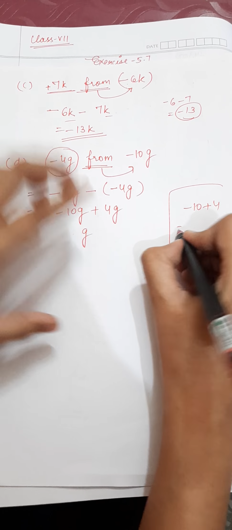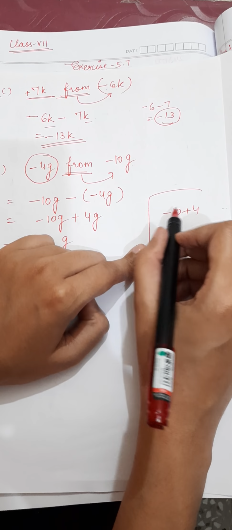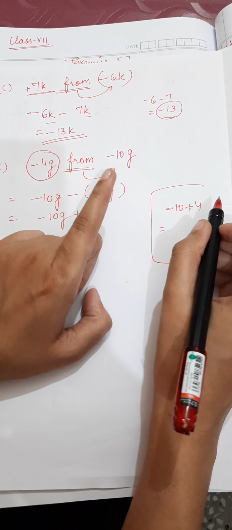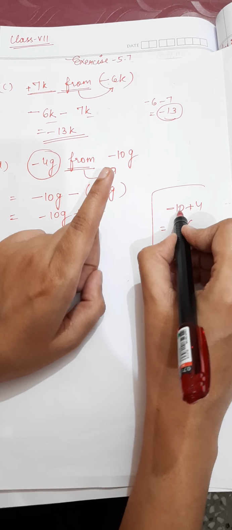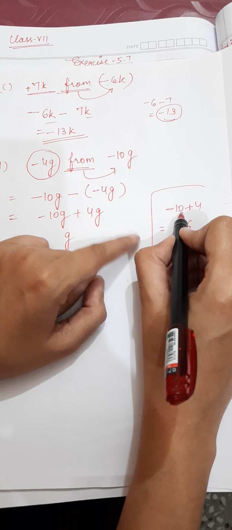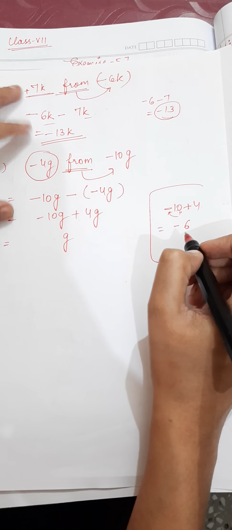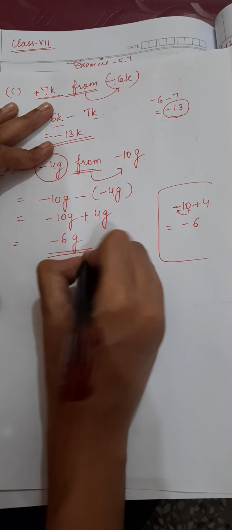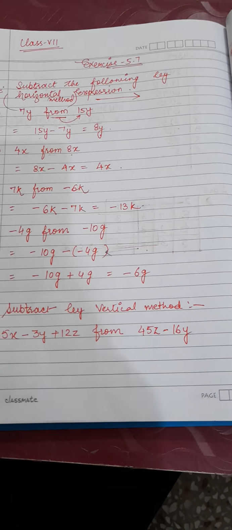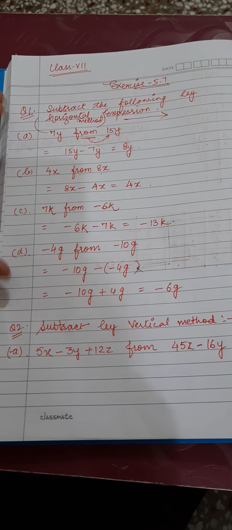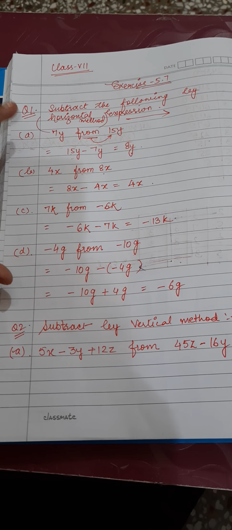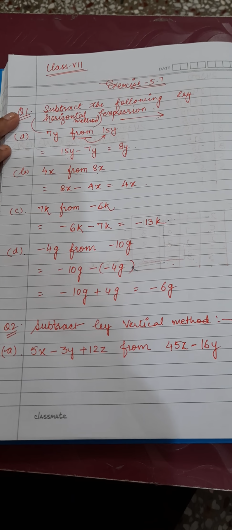4. Out of minus 10 and plus 4, the signs are minus and plus, so you are going to subtract 10 and 4. What is 10 minus 4? 6. And out of these two, 10 is the greater one. With the greater one, negative sign is there, so the answer will come minus 6. So this is going to be minus 6g. Okay, you can see the solution. And this was your question number 1. You have to subtract it by using the horizontal method. Okay, you can pause the video to note it down.